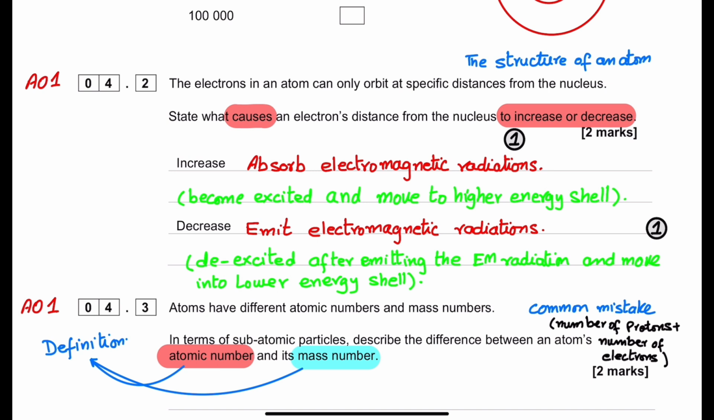4.3 is an A1 question, and this question is from the topic of the structure of an atom. Atoms have different atomic numbers and mass numbers. In terms of subatomic particles, describe the difference between an atom's atomic number and its mass number. For this question, the student must remember the definitions of atomic number and mass number. Let's see the model answer.